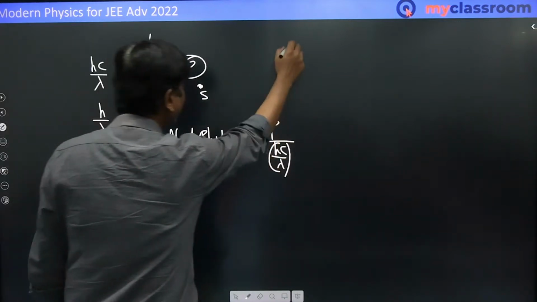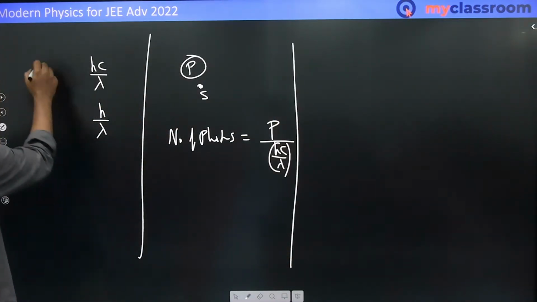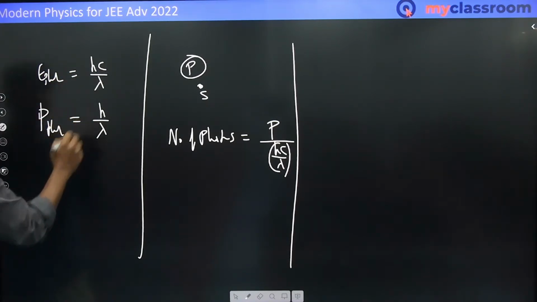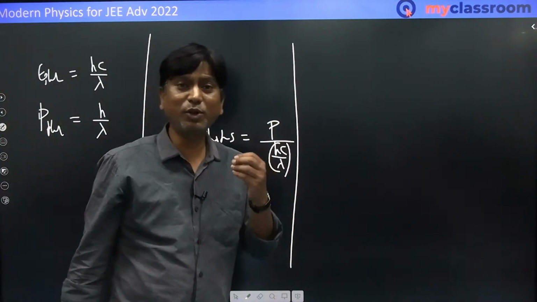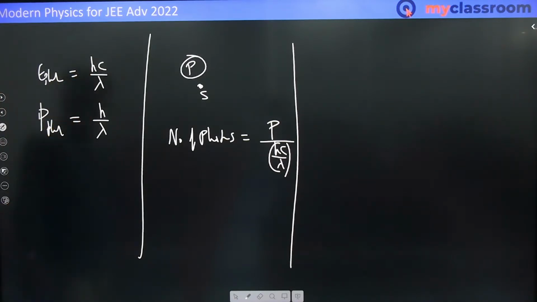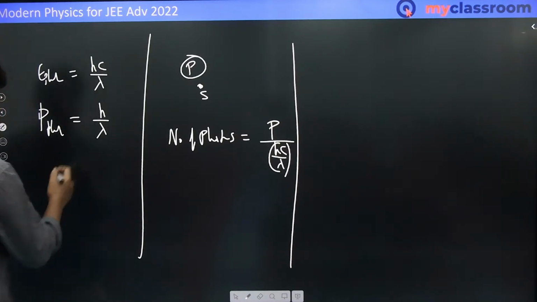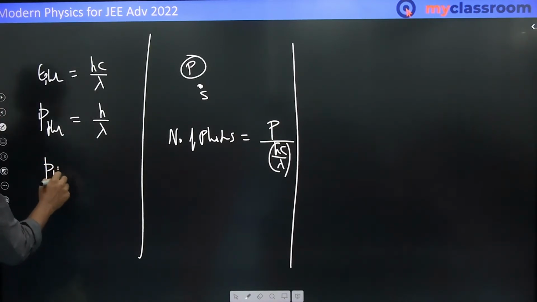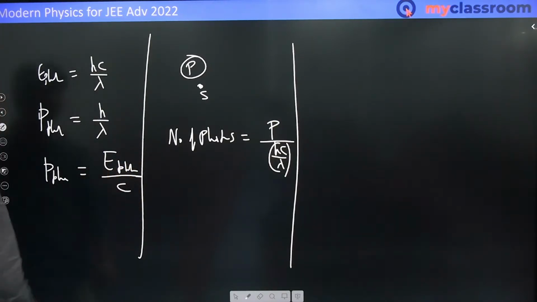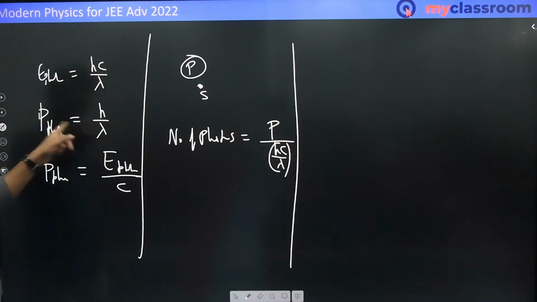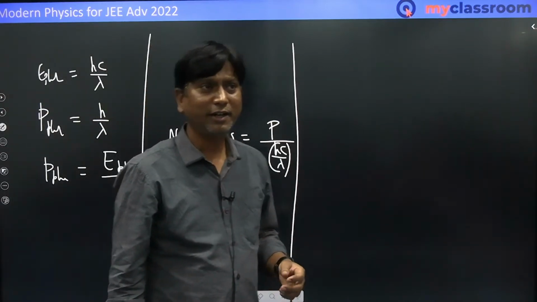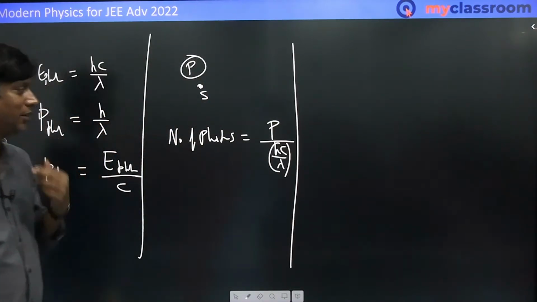Next, one more discussion. The energy of the photon is hc by lambda and the momentum of the photon is h by lambda. It means the momentum of the photon can also be written as the energy of the photon divided by c. If you divide by c, you get h by lambda, which is the momentum of the photon. These are all useful things in solving the problems.